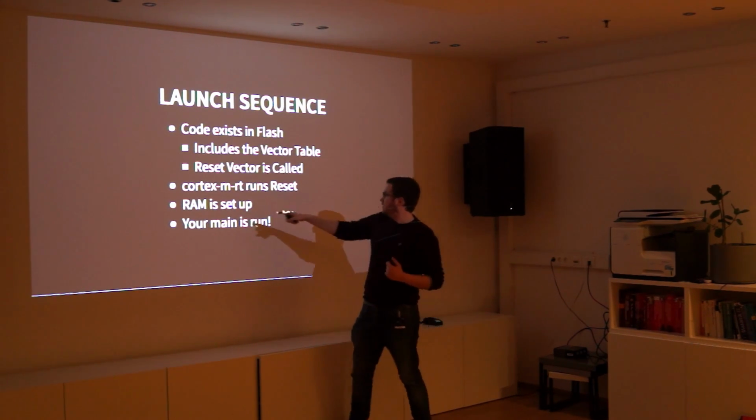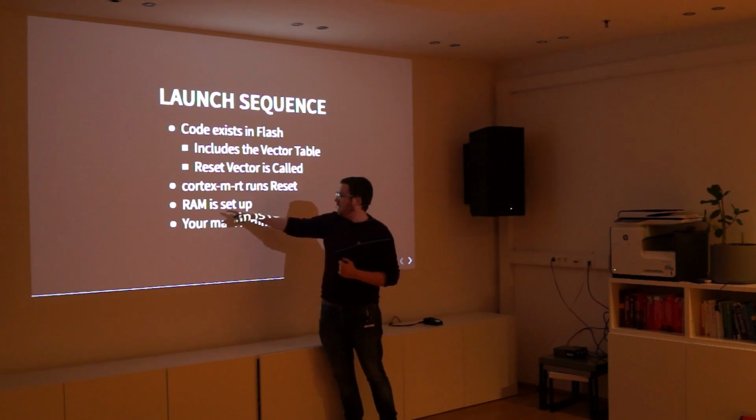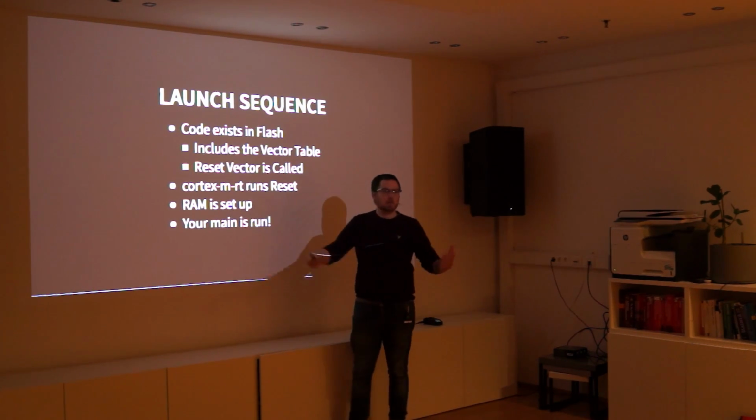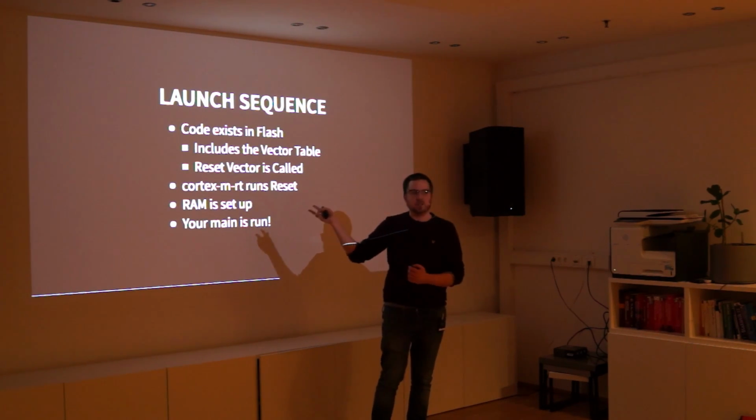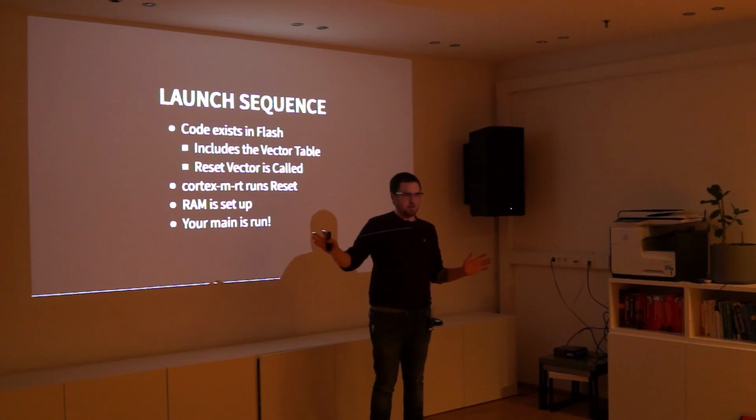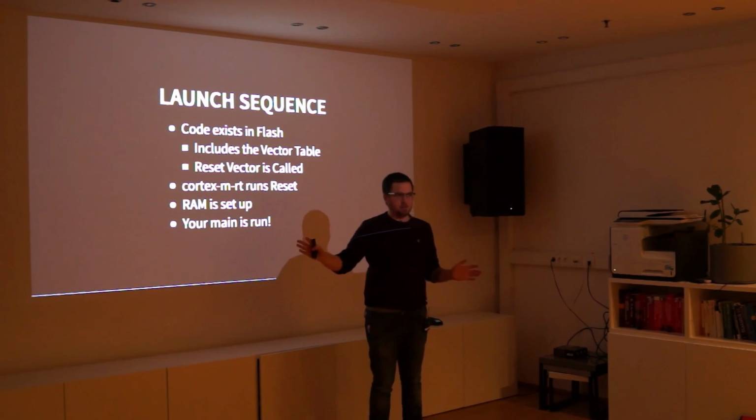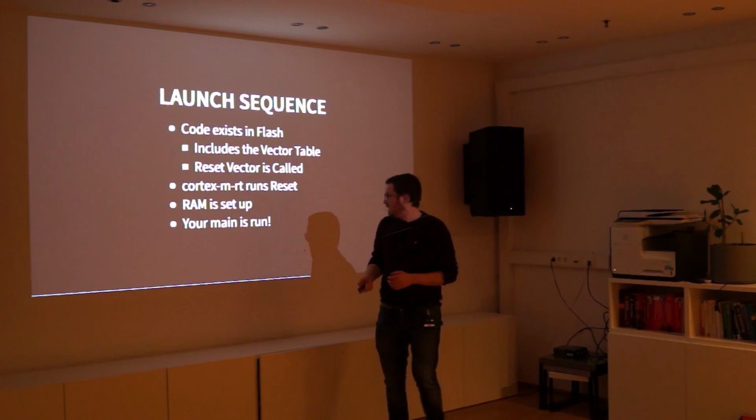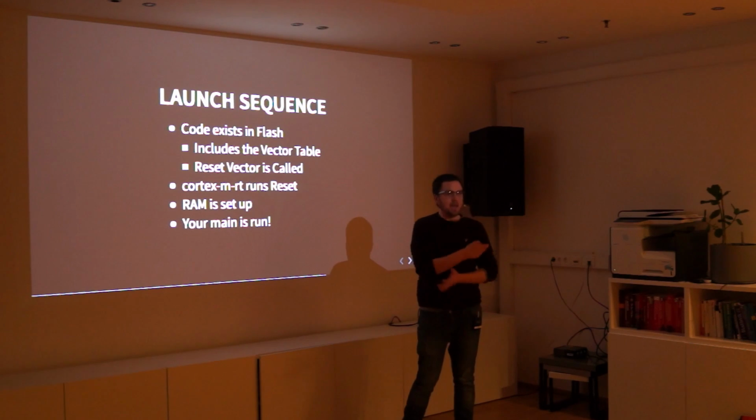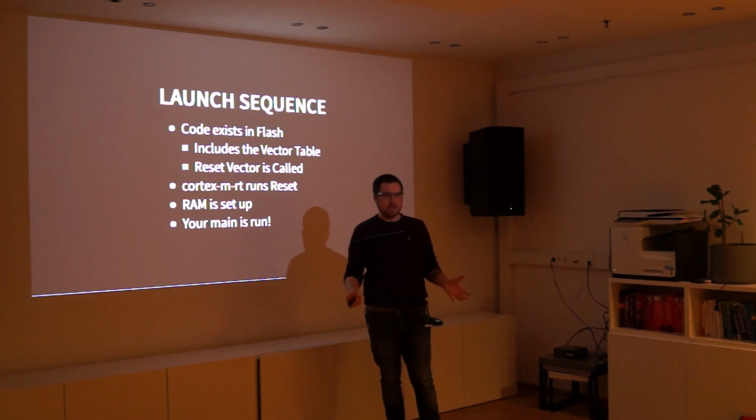Eventually, Cortex-M runs reset. Your RAM is set up. And then your main is run, because we've upheld the runtime invariants. Essentially, it was just those two functions that say zero out this chunk of the RAM and copy this chunk of RAM from the Flash section into the RAM section. And then your main is actually run, and like any other Rust program, it just happens.